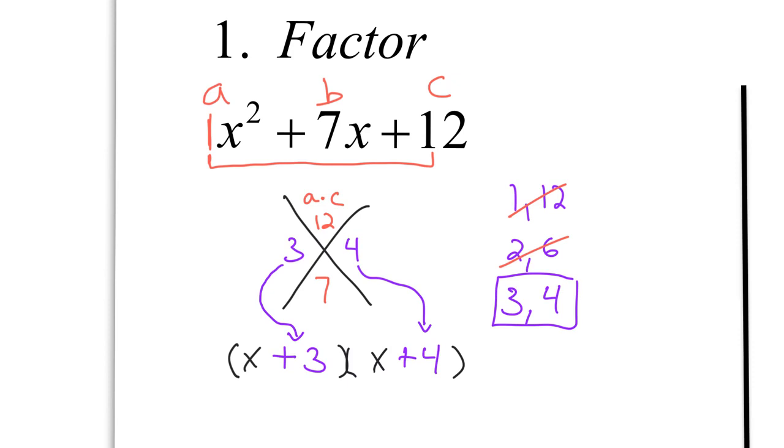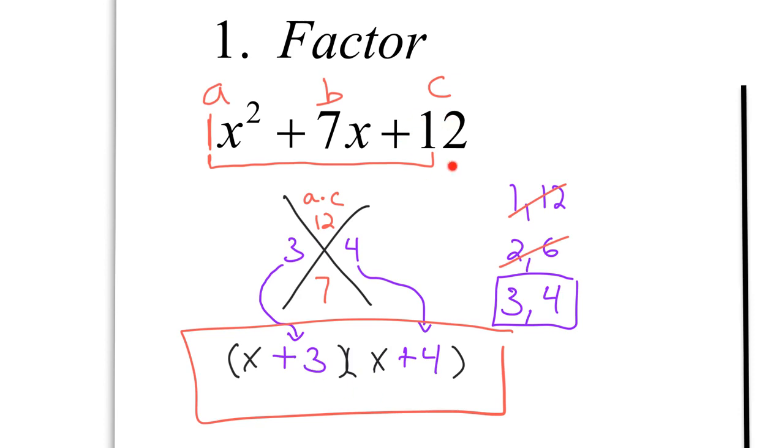So my answer, the one that I'm looking for, is this right here. You have x plus 3 times x plus 4. So that's what we want. We want to find those two binomials that will multiply to the trinomial. Let me give you a tip. If you are wondering, do I have the right answer? If you multiply x times x, you will get an x squared. If you multiply a 3 times the 4, you will get a 12.